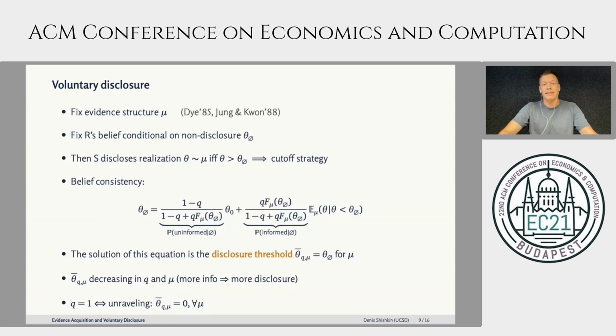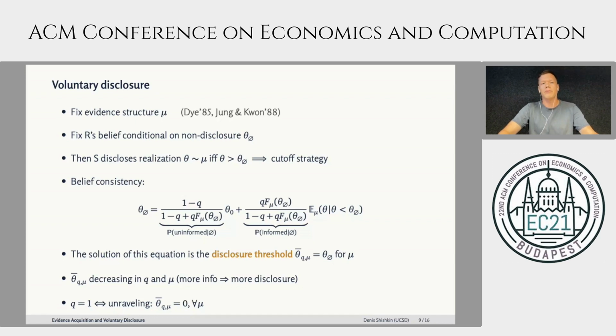Now it turns out that such a problem with a fixed distribution over posterior means mu is actually a well-known disclosure game analyzed by Dye and Jung and Kwon. Now fix some receiver's belief mean conditional on non-disclosure, theta null. Now it's clear that it's optimal for the sender to disclose all realizations that are above this theta null and not disclose otherwise. So the sender is playing a cutoff strategy. Now to determine the equilibrium disclosure strategy, we need to check the belief consistency condition, so that given the cutoff theta null, the corresponding mean conditional on non-disclosure must actually be equal to theta null.